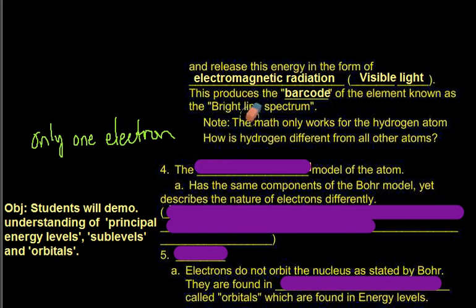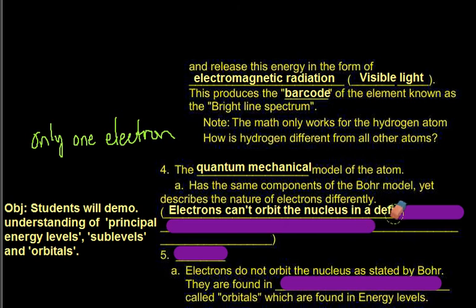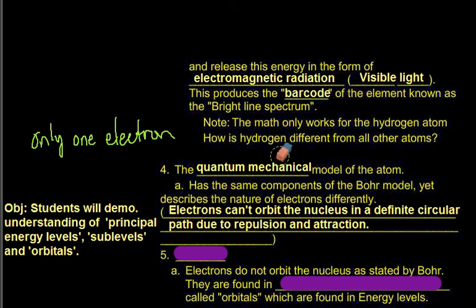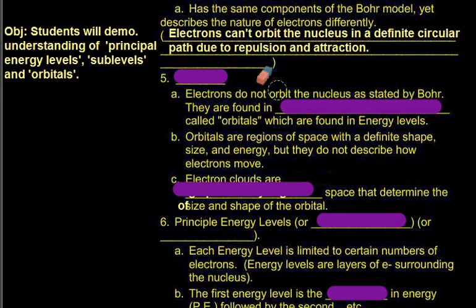we have to come up with some sort of model that's going to have more than just the one electron coming from hydrogen. And that brings us to the quantum mechanical model of the atom. As we start accounting for more electrons, we come into the quantum mechanical model. It has the same components as the Bohr model, yet it describes the nature of electrons differently. Electrons do not orbit the nucleus in a definite circular path because of the repulsion and attraction to each other and to the nucleus. They occupy what are called orbitals.